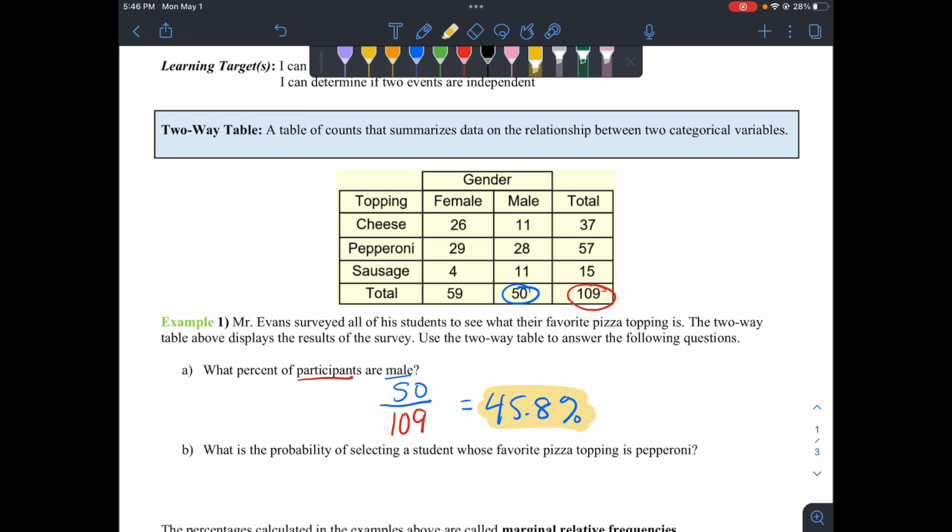Now, if I want to find the probability of selecting a student whose favorite pizza topping is pepperoni, again, I want to look at a student, and we have a total of 109 of them. And then we want to find out from those students how many have pepperoni being their favorite. So we have pepperoni, we have a total of 57. So we have 57 out of 109. And then you can also give the percent, which is 52.3%.